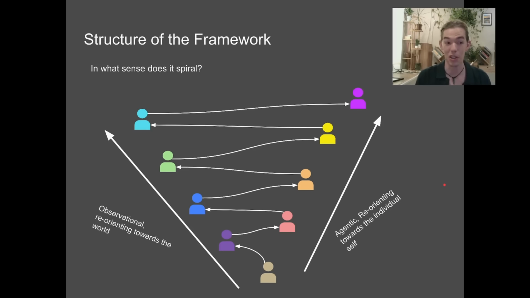All right, let's talk about the structure of the framework. I think it's pretty obvious that the levels build on one another. You have to have a concept of someone else's mind before you know that they have a concept of you. You have to have an idea of right and wrong before you can argue about what is right or wrong from analysis. But in one sense, does it spiral? And I think there's this back and forth oscillation of the orientation of the levels that's really interesting.